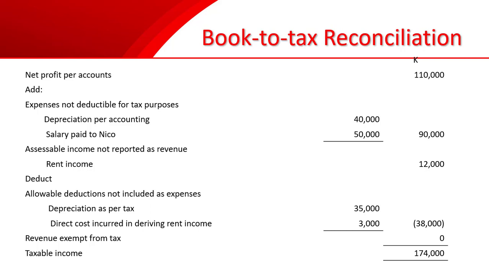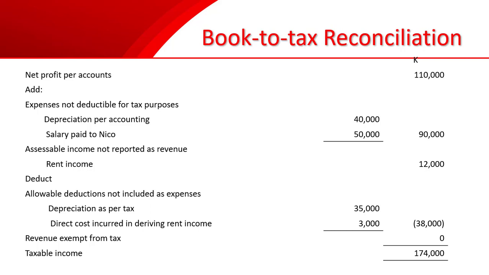And then we are adding back the salary paid to Nico, because this should not be included as part of the expenses, but rather it will be included as part of the overall income of Nico, because Nico owns the company. So this salary will be treated as income for tax purposes. The total amount that we arrive at here as taxable income will be the taxable income of Nico. So the salary is not really logical to be included in the expenses here.